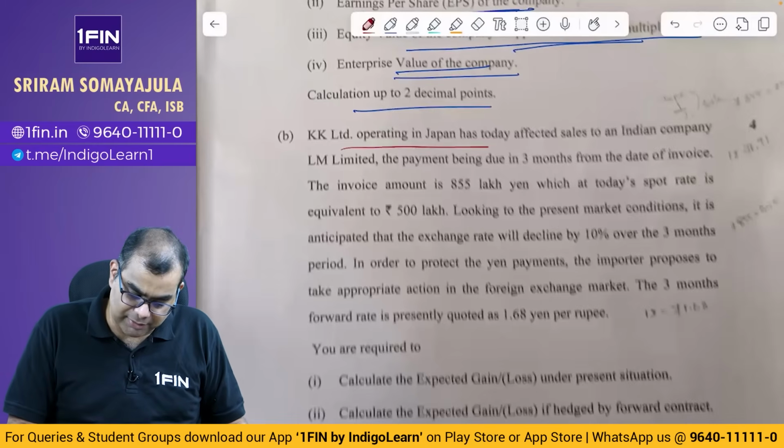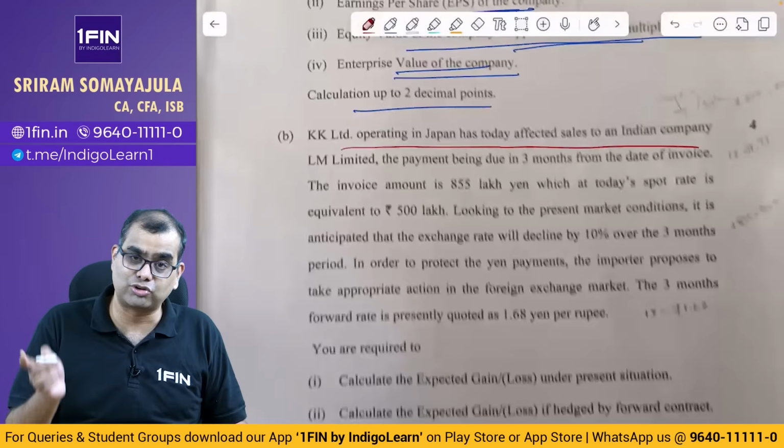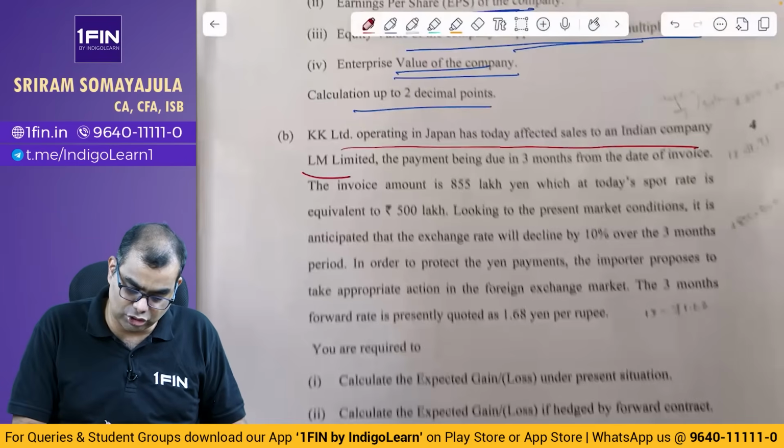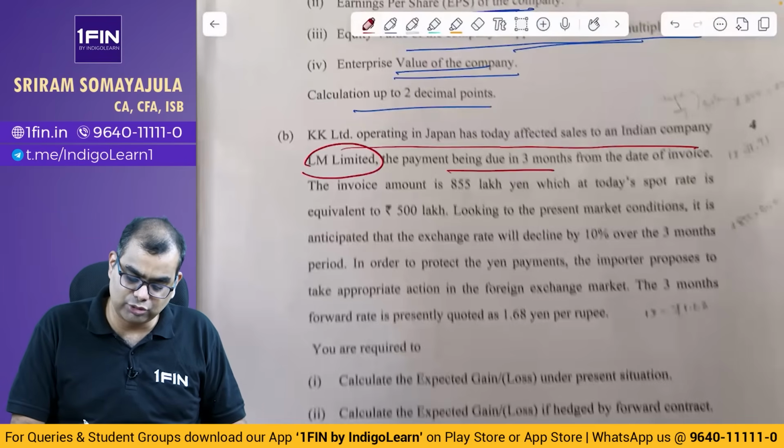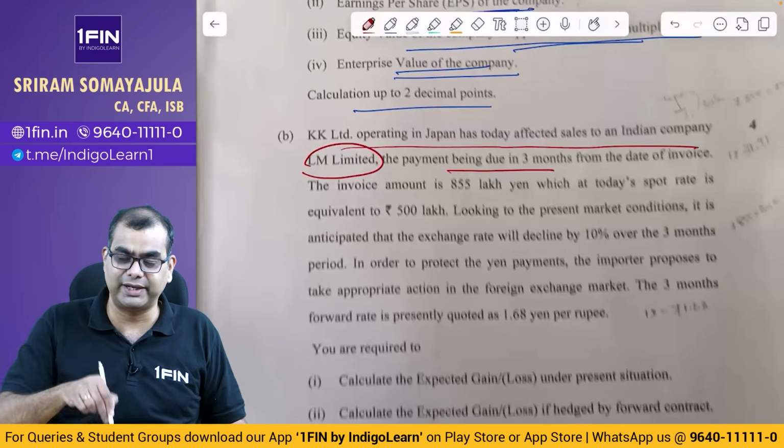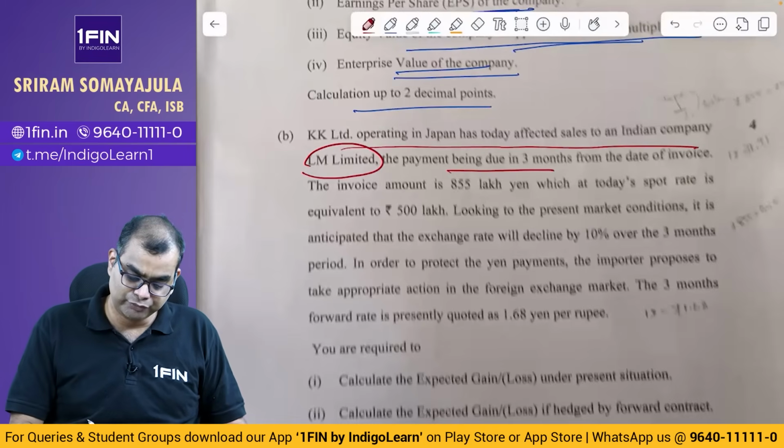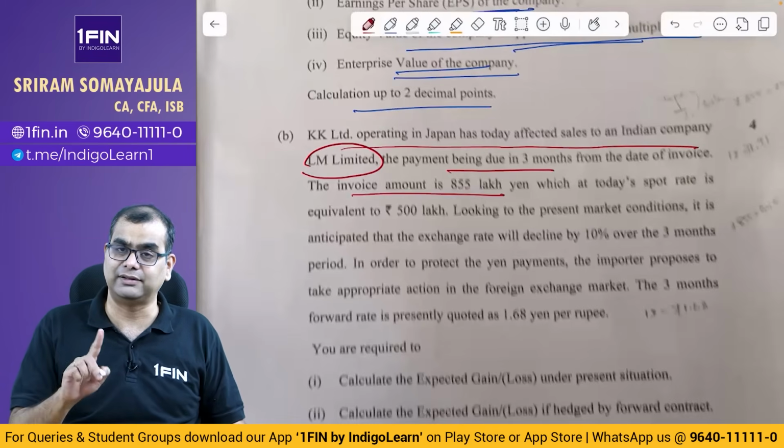Then KK Limited is operating in Japan, has today affected sales to Indian companies. So KK is in Japan. They have sold to Indian company called LM. The payment being due in 3 months from date of invoice. So they have made a sale today. It is due after 3 months. The invoice amount is 855 lakh yen. The invoice amount is in yen.